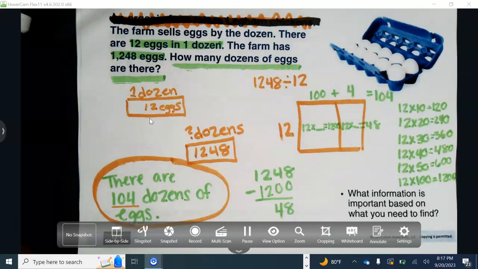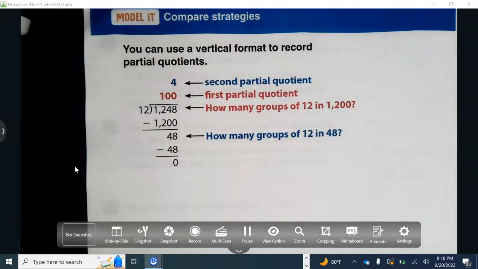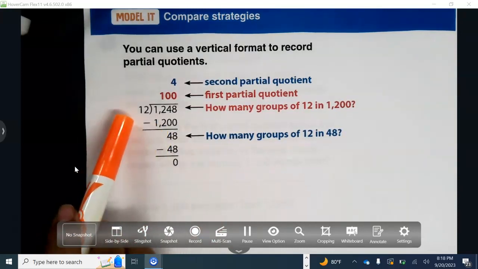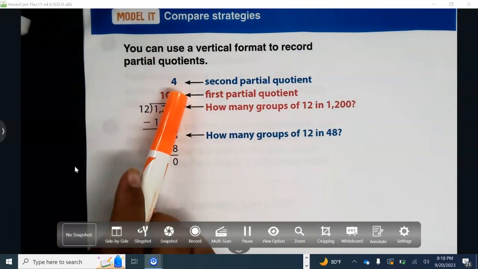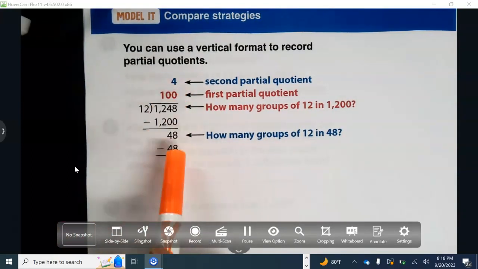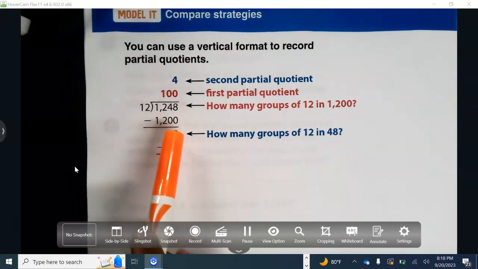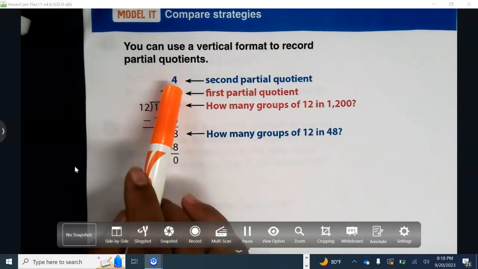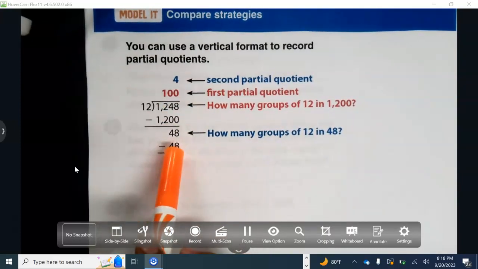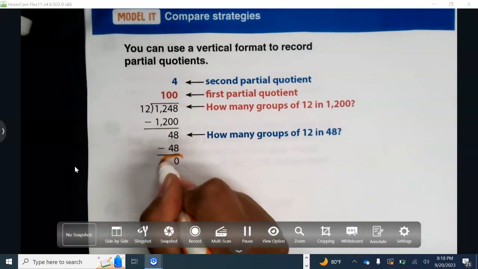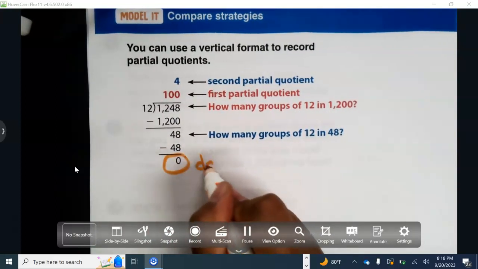All right, we're going to move on to the next question. If you turn your page to model it, you'll see that they did partial product in order to divide. So they had the same ideas. They knew that 12 times 100 would make 1,200, so they put that there and then subtract. And then they were left with 48. So then they said, how many 12s divide into 48? And there was 4. So 4 times 12 made 48. And 48 minus 48 equals 0. So once you get 0, that's how you know you are done.